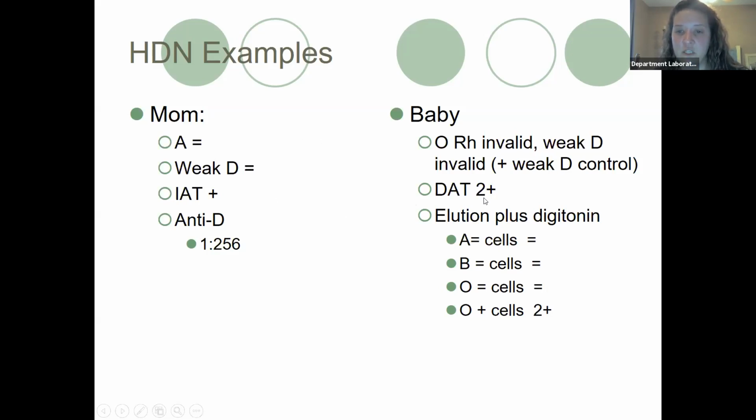So our DAT is 2+. We do our acid elution, and we have a 2+ reaction with our O positive cells. And so we can concur that it is mom's anti-D reacting with these O positive cells extracted from baby cells. And then the reason for the Rh invalid is because mom's anti-D is coating every antigen site on the baby cells, okay?